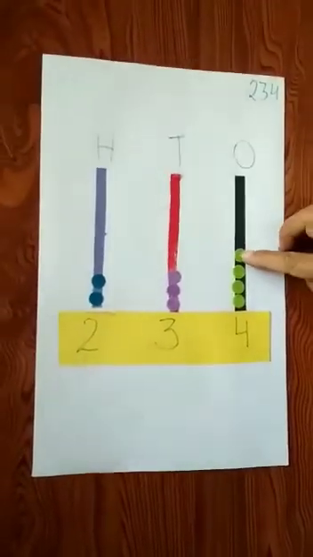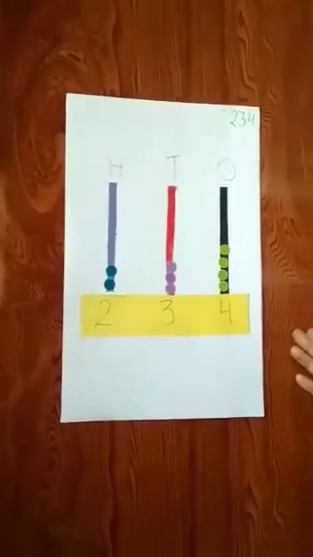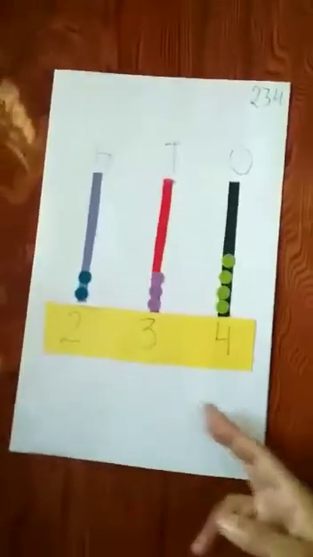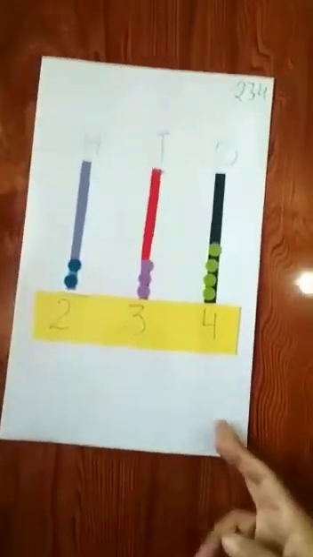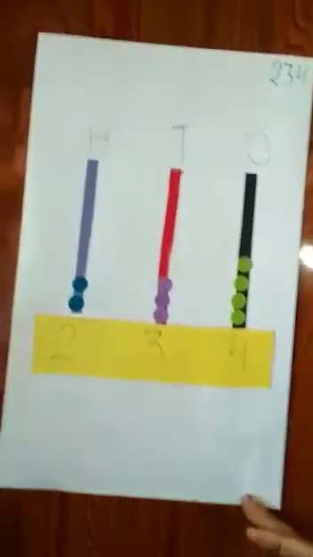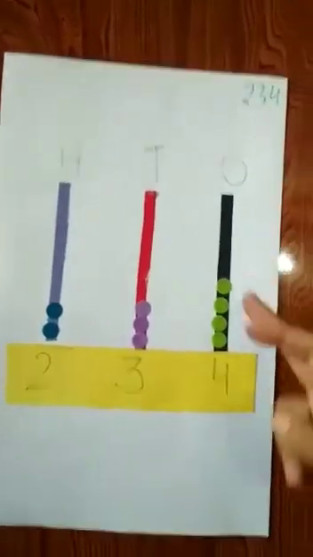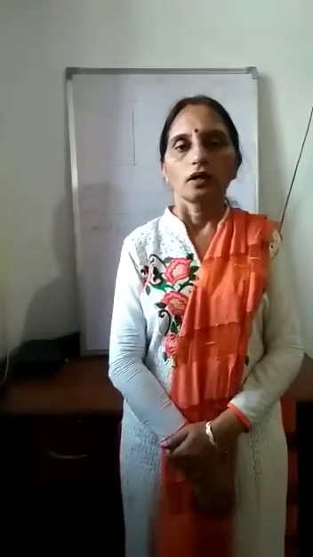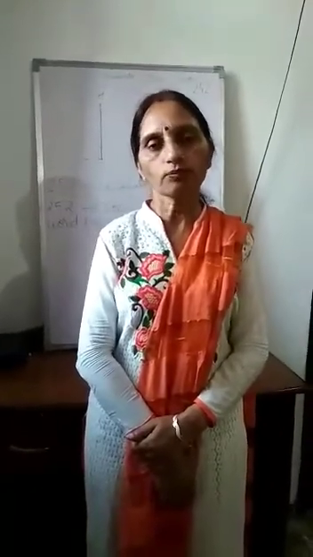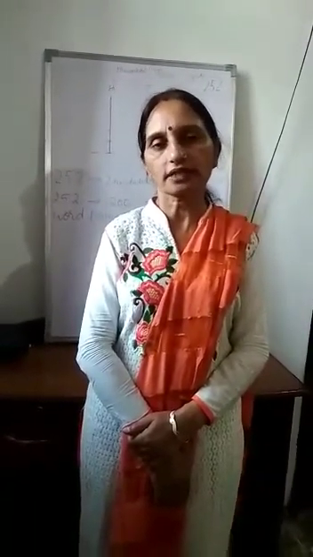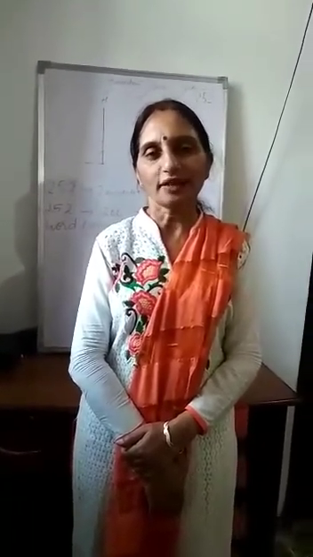So, see students, here our activity is ready. 234. Our 3-digit number is being depicted on this sheet in the abacus frame. Well students, I hope you enjoyed this activity of maths, and now it's your turn.